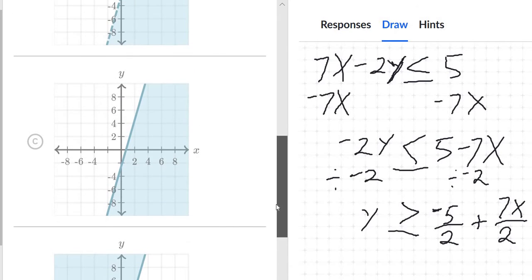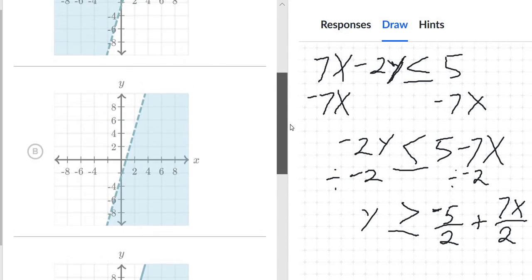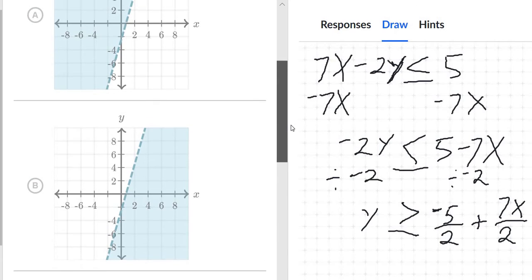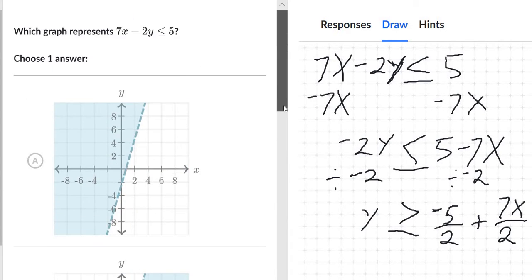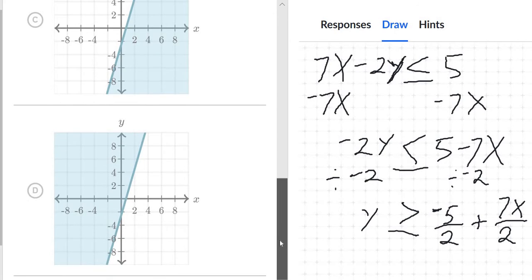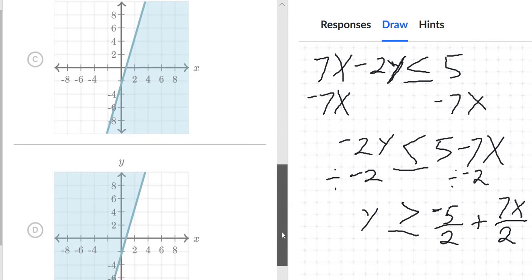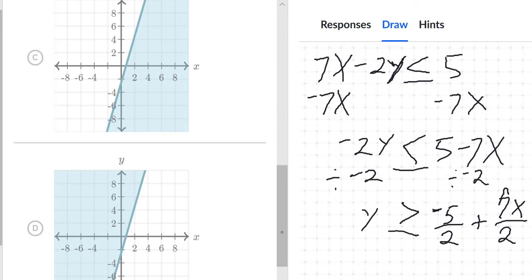And actually we don't even have to do anything difficult here, because as we can see, it's less than or equal to, so it has to be a solid line. So we know straight away that it's got to be D. But if it wasn't so obvious, we can use the fact that the slope over here is going to be 7 over 2, and the y-intercept is negative 5 over 2 to help us find the answer. But when y isn't alone and you want to graph it, you've got to do a bit of algebra to get y alone.